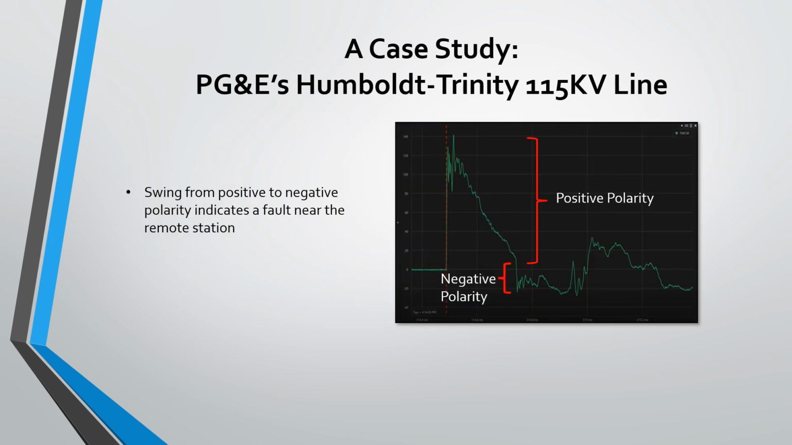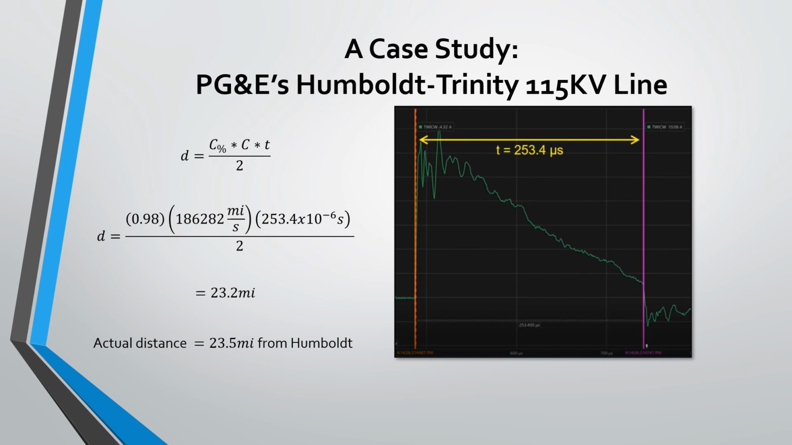As can be seen by the data provided by PG&E's recorder at their local station during the fault, there was a large swing in positive current followed by another one in negative current. This would lead us to believe that there was a fault closer to their remote station on the line. Due to the precise recording of PG&E's equipment, the fault could be seen at a level of 253.4 microseconds from the peak of the spike in current down to the negative swing.